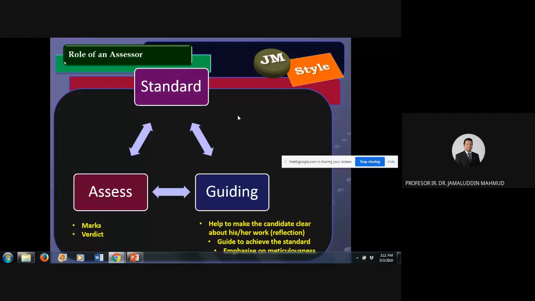That is the target. So as guides in the session, we also help the candidates become clear about his or her work. And it can be a reflection for them. They will sit down after that and think, is the work I'm proposing good enough for a PhD? And then we also try to guide them to achieve the standard. One of the things that I usually emphasize is meticulousness. Try to make the student meticulous, because given the time duration, if you're not meticulous, there will be a lot of rework and corrections, and then we do not have much time. So it's good to be meticulous, doing the right thing the first time.